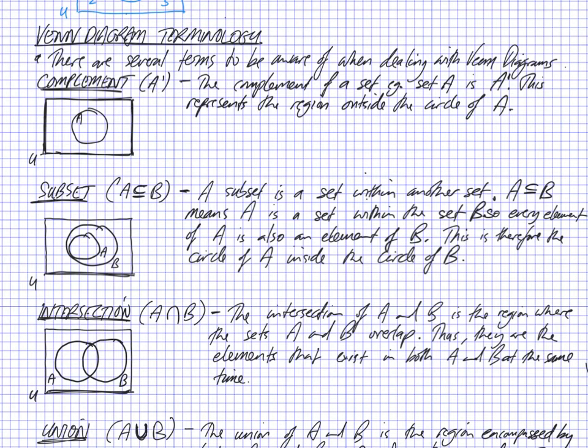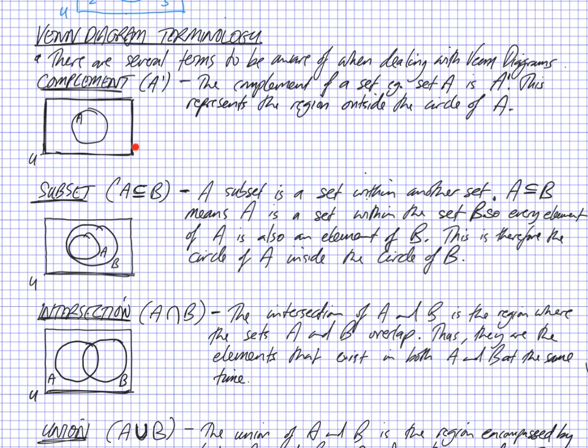Okay, complement of a set. So if I had a set A and I put a dash on it, I'm talking about the complement of the set A. The complement of a set, for example, set A is going to be A dash, and this represents the region outside the circle of A.